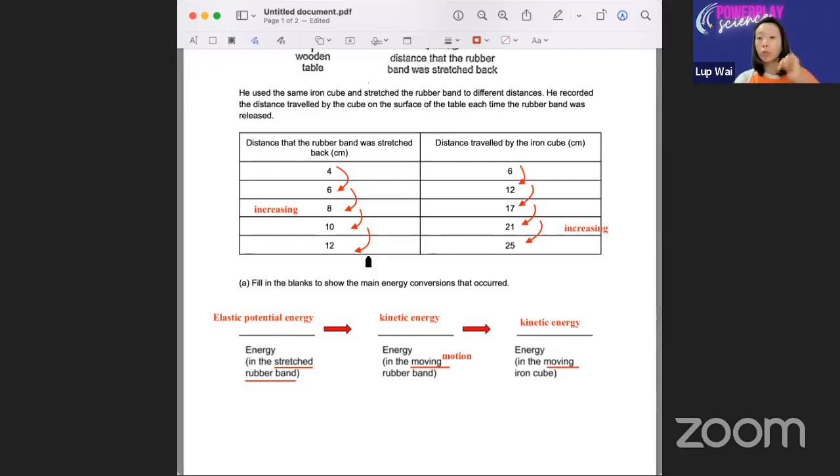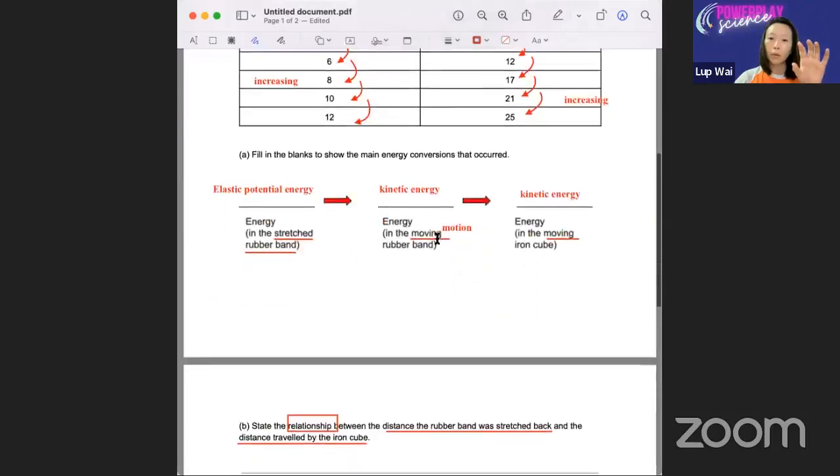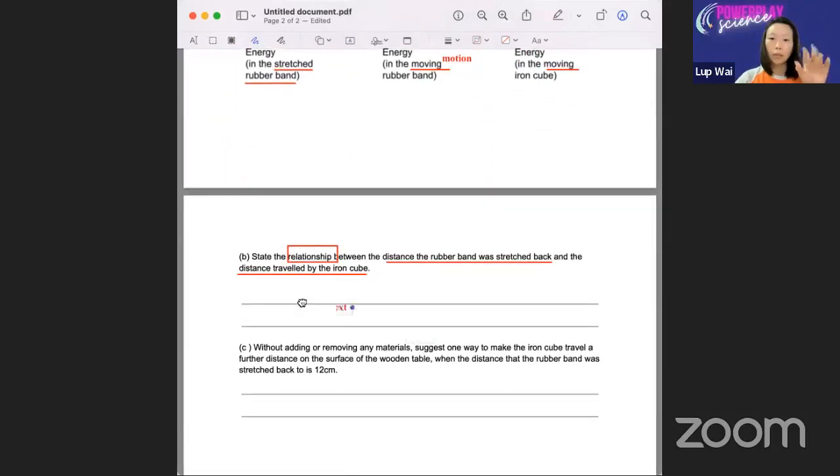So how do I answer based on the relationship? Now you know that where the rubber band was stretched back, the distance increased, the distance traveled by ion cube also increased. So now you can see the relationship between them. One side increased, the other side also increased, right? So when you answer, there's a template for this relationship. Usually they will put S, right? S, the distance the rubber band was stretched back. As you can see, I'm using back the same words used in the question here. All right.